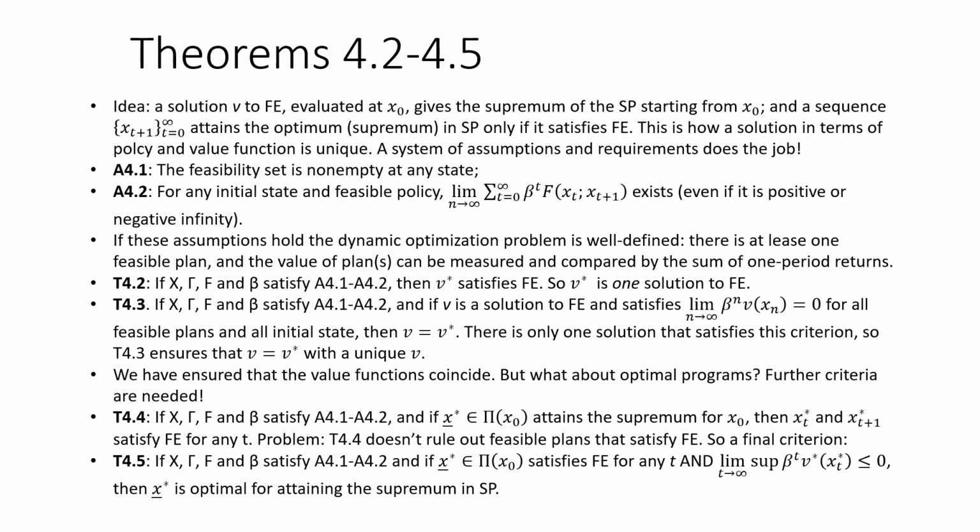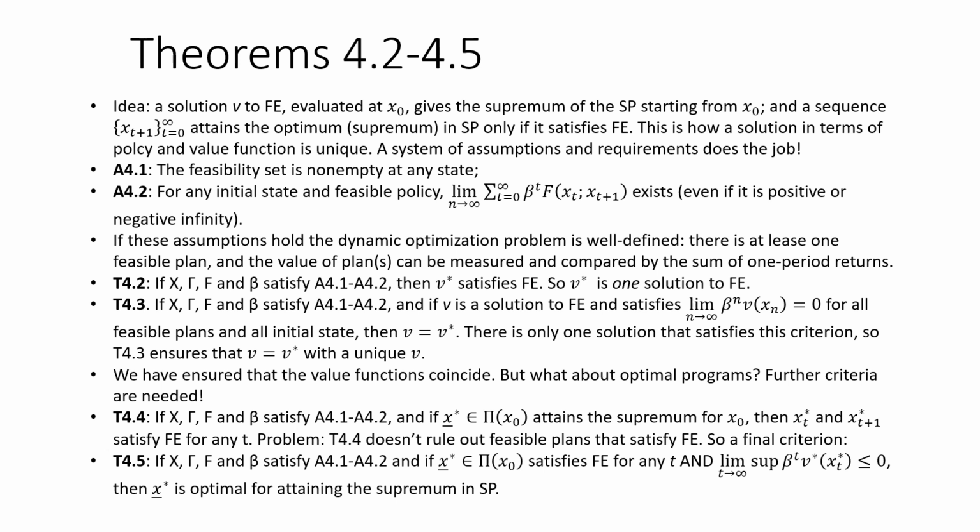And assumption 4.2, for any initial state and feasible policy, this limit must exist. It doesn't tell much at first sight, but assumption 4.2 is just as key and crucial as assumption 4.1. If these two assumptions hold, we say that any dynamic optimization problem is well defined because, one, there is at least one feasible plan.